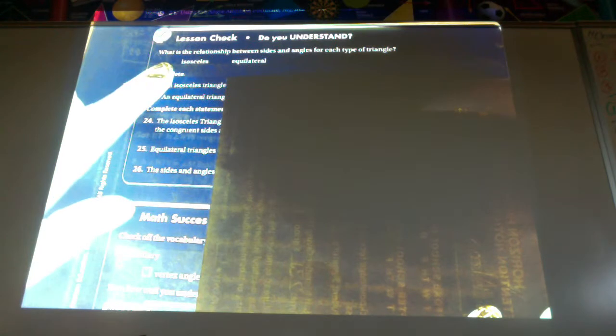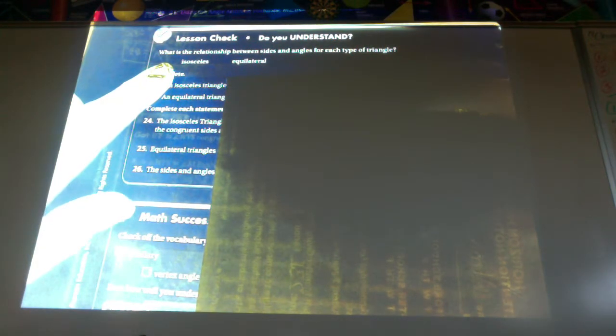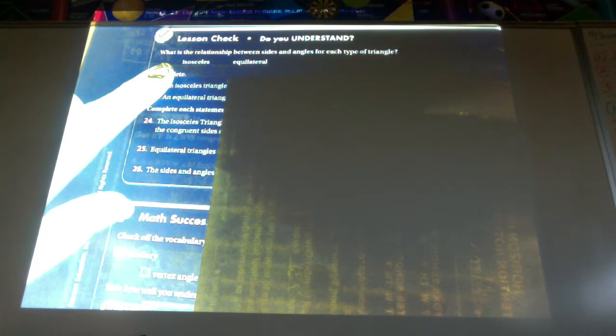So what's the relationship between the sides and angles for an isosceles triangle? How are the sides and angles related? What would you tell me about an isosceles triangle? What do you know about its sides? There are 3 sides. Isosceles, what makes isosceles special? 2 sides are congruent, and so therefore, what do you know about the angles? Which angles are congruent? The angles that are opposite the congruent sides.